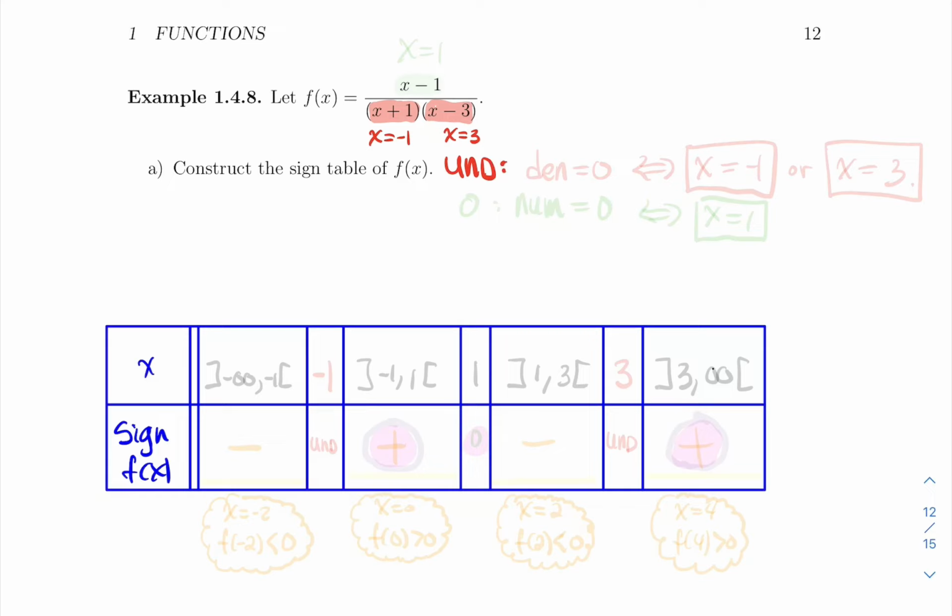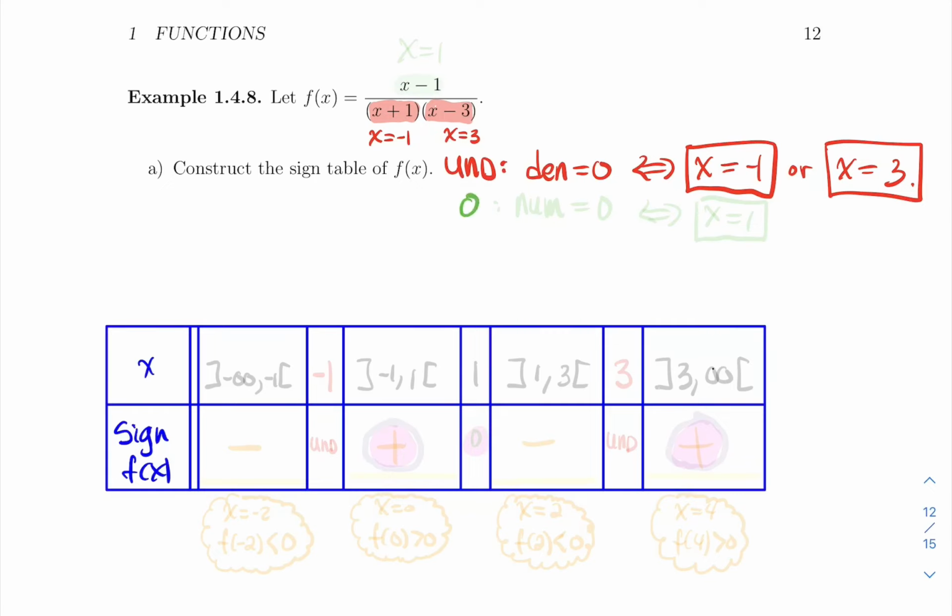So we have 2 points where the function is undefined. Of course, this corresponds to when the denominator is equal to 0. So 2 possibilities only: x is equal to minus 1 or x is equal to 3. So the function crashes at minus 1 and at 3, and that's it. So these will be 2 important points for us. Minus 1 and 3 are going to be 2 undefined columns.